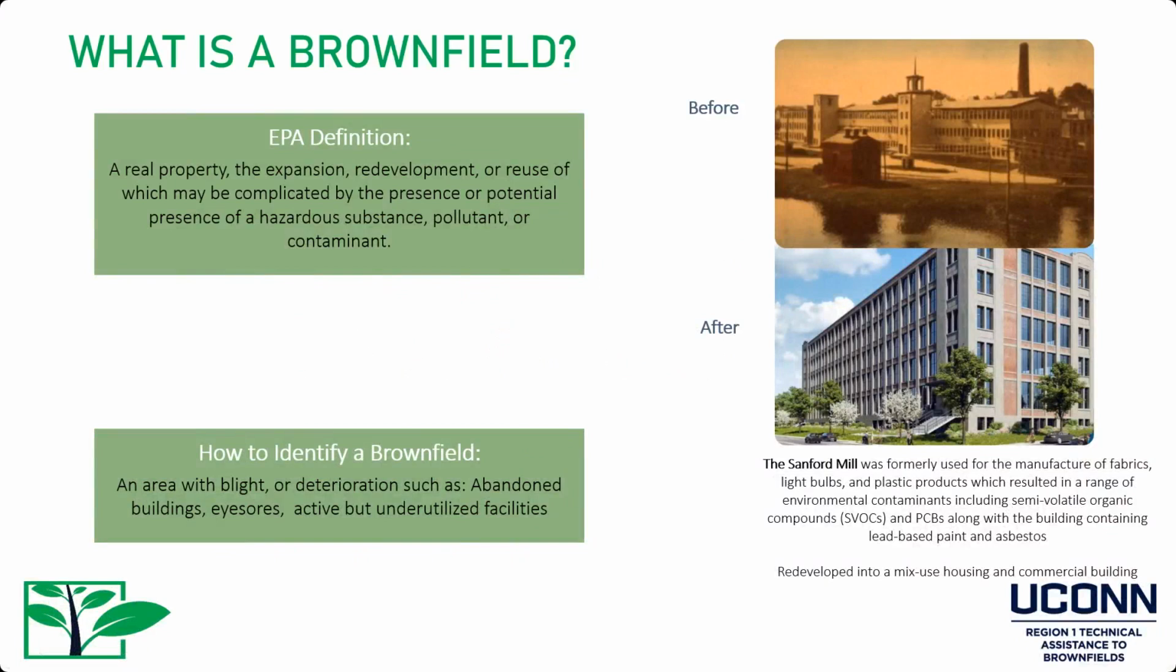So in plain language, a brownfield site is a site that is completely or partially abandoned. We look for sites that are underutilized and that there is likely some form of contamination present due to its past use. How you can identify a brownfield in your community is you look for areas of blight, if there's any deterioration of a building, looking for abandoned buildings, eyesores, and then inactive or underutilized facilities, so older industrial buildings.